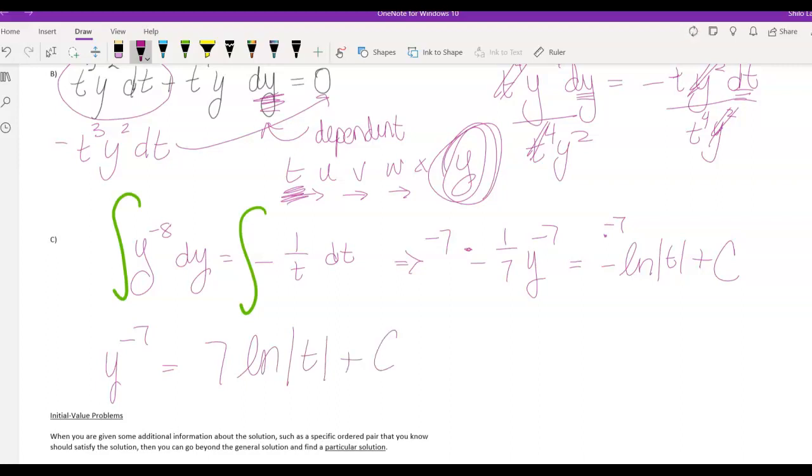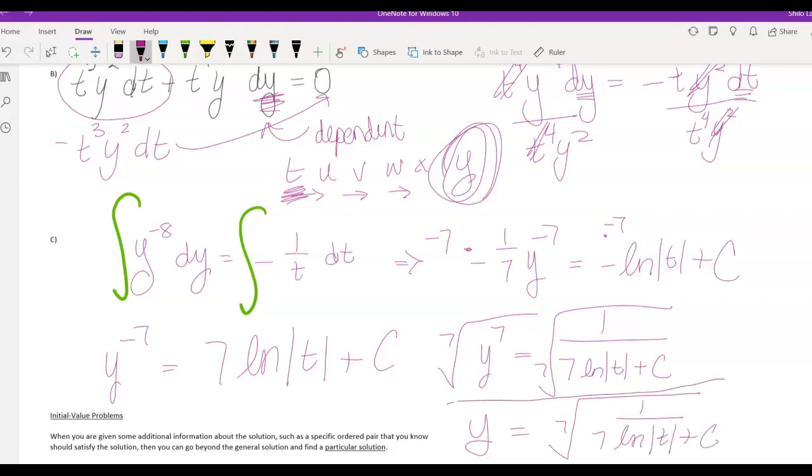And -7 means y to the 7th flipped. So the next step I'm going to do is flip it back up by flipping this whole side and then take the 7th root, which is really, really ugly. So that's why I said I don't think solving for y here is going to make it look any nicer. But it is possible to do so if we were asked to.